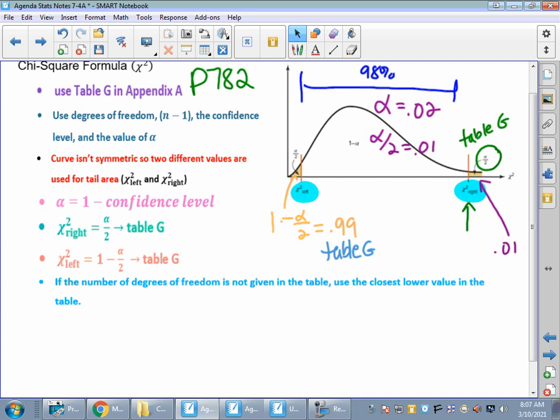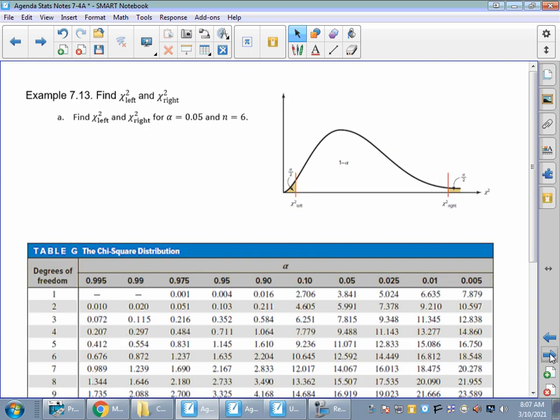All right, so I know that this is messy and confusing, but let's do a couple examples. Our goal in 7.4a is to have you understand how to find your chi-square values, both of them. So let's do a couple examples, and then we can worry about using those in our confidence intervals in the next section. So example 7.13, find chi-square left and chi-square right.